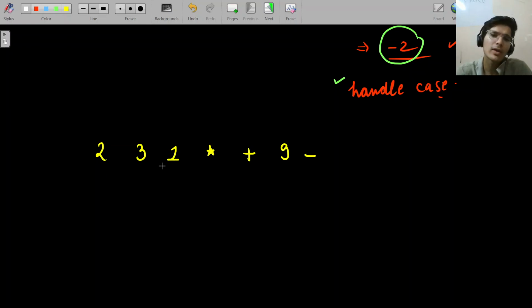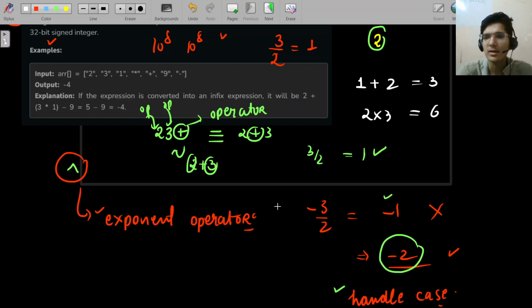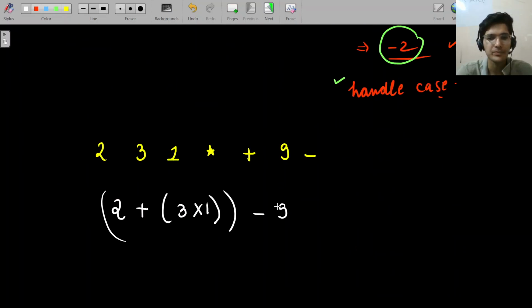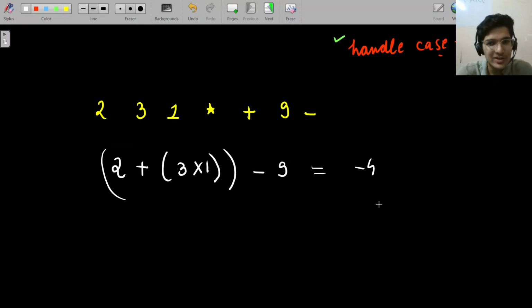Now let's see what is going to happen. It goes like this: 2 plus 3 into 1, plus, and the whole thing with minus 9. I hope this is the expression they are trying to say, and this evaluates to 5 minus 4, right? I hope it is minus 4, that my math is not wrong. Yes. How did they solve it? Let's try to see it.